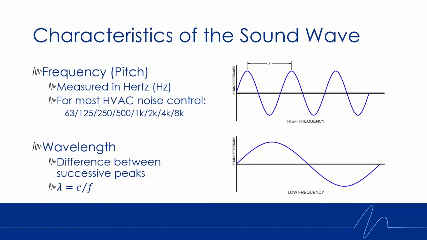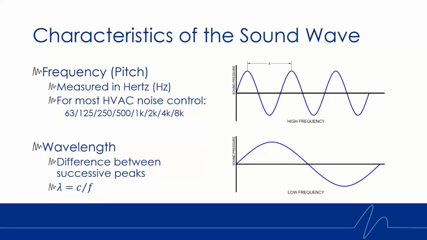So some of the characteristics of the sound wave that's being emitted. Number one is the frequency, or what you might hear as pitch. We measure this in hertz. And this is just how often we see that difference in air pressure over a period of time. For HVAC noise control, we're quite often dealing with 8 different octave bands or 8 different frequencies. That's 63, 125, 250, 500, 1000, 2000, 4000, and 8000.